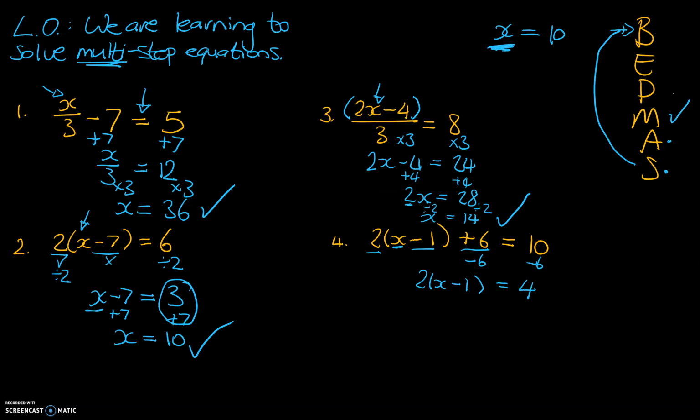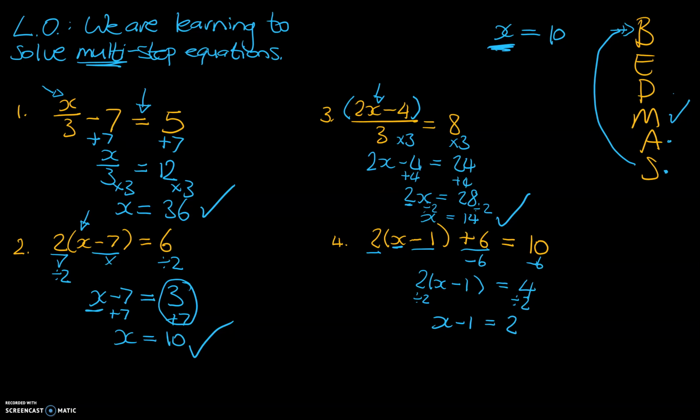Is there any multiplication? Yes, there is. We now need to get rid of that multiplication by doing the opposite. The opposite of times 2 is divided by 2, so we're going to divide both sides by 2. The times 2 and the divide by 2 are going to cancel each other out, and that unlocks our bracket. And we do the math on the other side. 4 divided by 2 is 2.